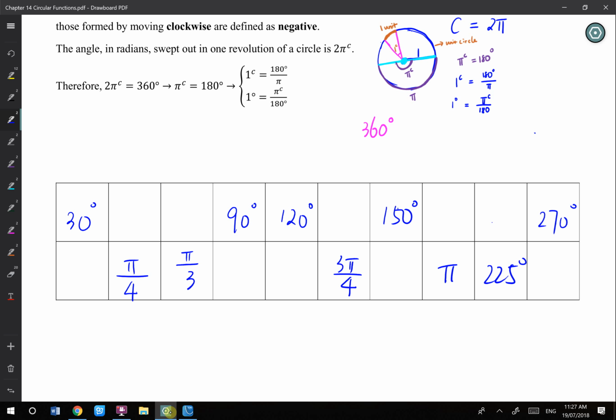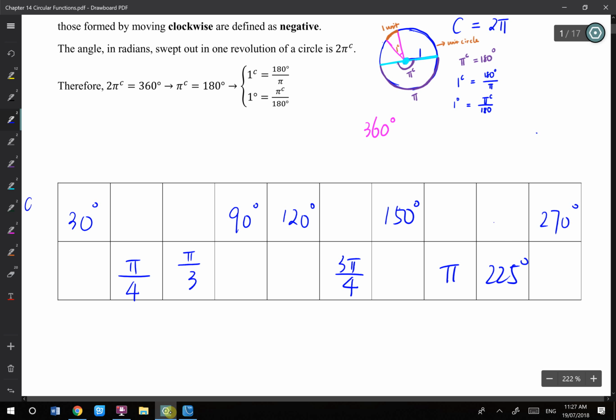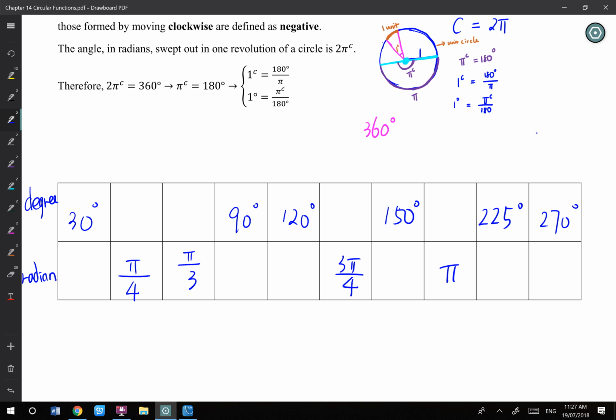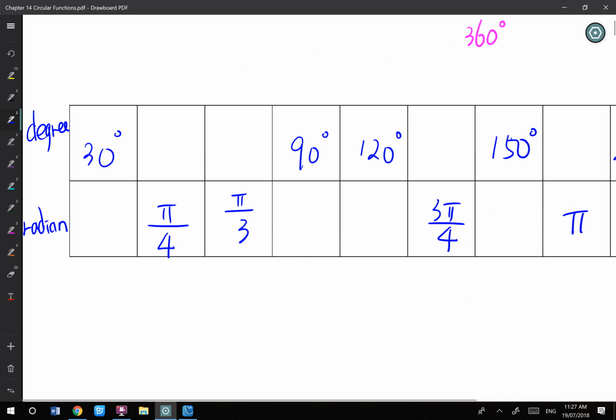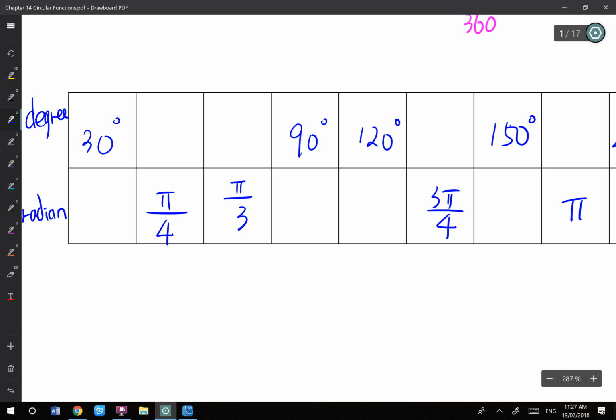Can you convert? You can see the top is the degree mode, and the bottom is the radian mode. 225 degrees goes up here. So degree on top and radian at the bottom. I want you to convert the empty boxes. The first one, well, I'll do the first two with you.